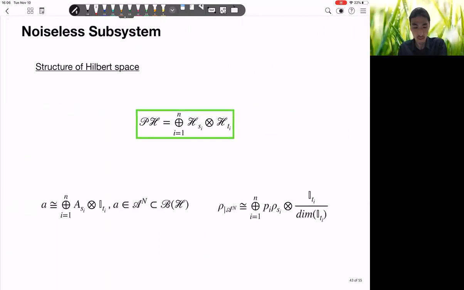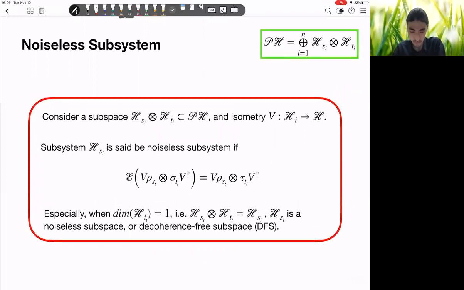So in this case, if you act this projection onto the whole Hilbert space, you can have this decomposition of Hilbert space. Because we have seen that this rho SI was invariant, the first tensor factor was invariant under the CPTP map, we say that this HSI of certain I is a noiseless subsystem. So this is the definition of the subsystem.